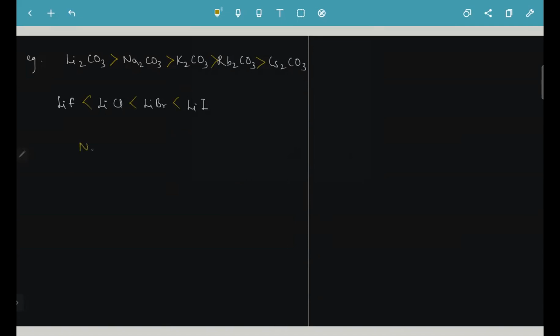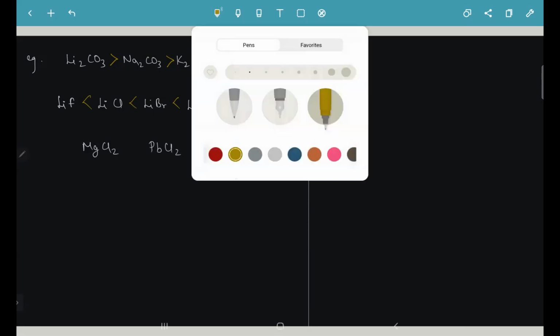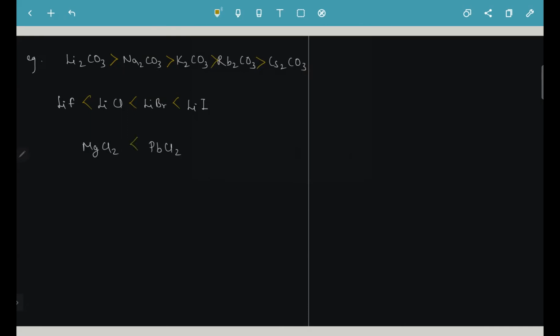Comparing between an ionic compound of an s block metal and an ionic compound of a p block metal, MgCl2, PbCl2, which is more covalent? PbCl2 is more covalent. The p block cation will have more polarizing power than the s block cation. Is it making sense? As the size of an anion increases, covalent character increases. As the size of a cation decreases, covalent character increases. So these are orders of covalent character in some ionic compounds.